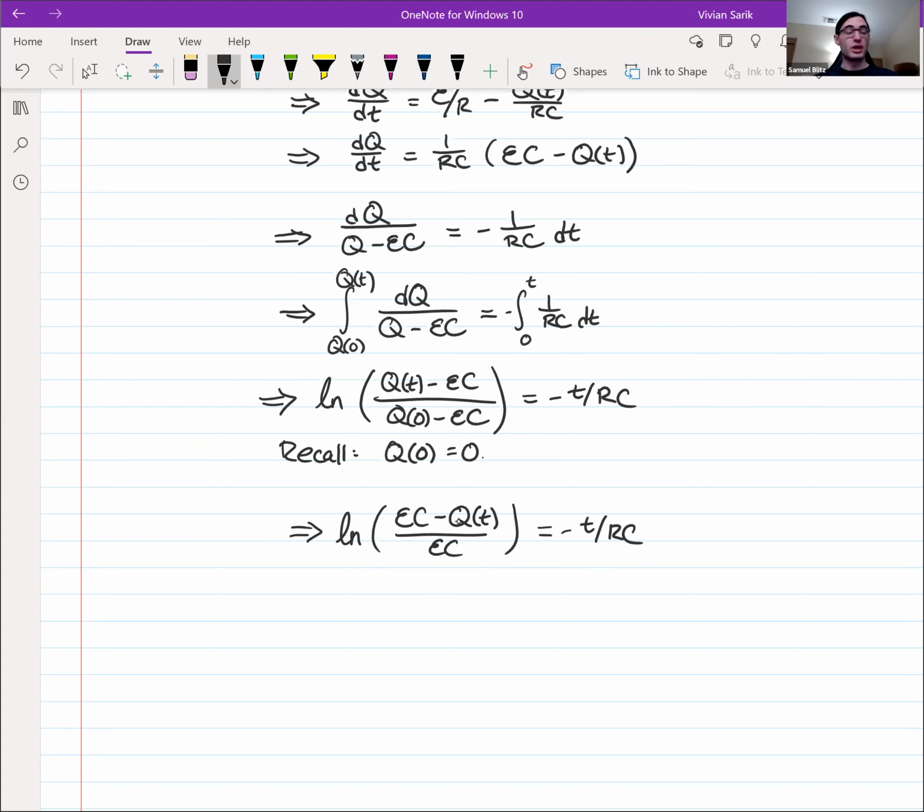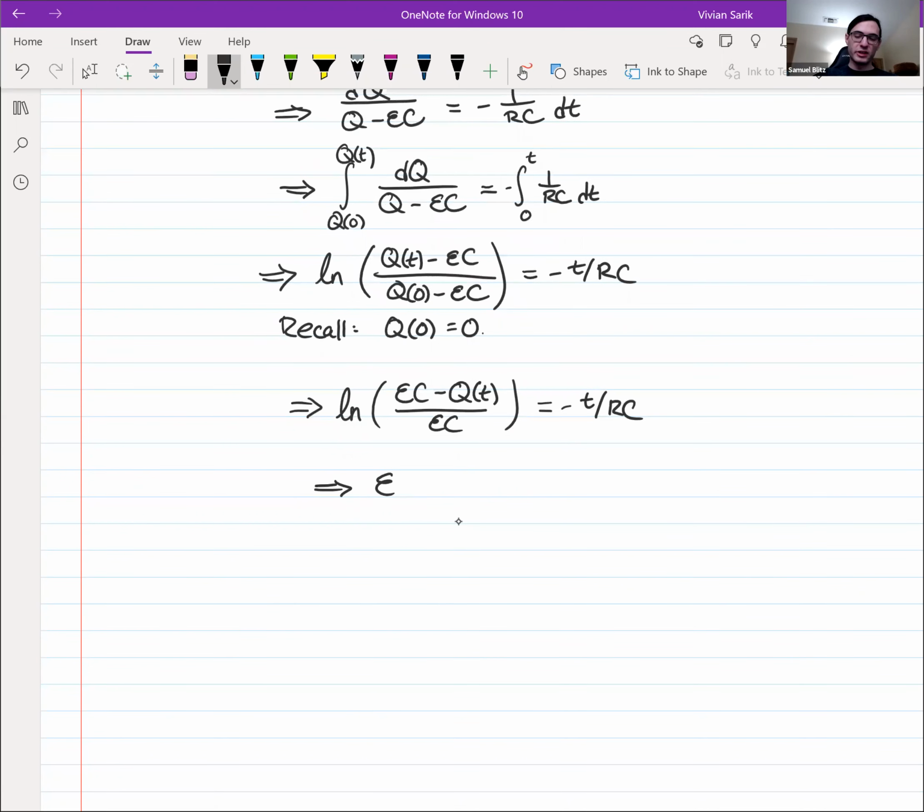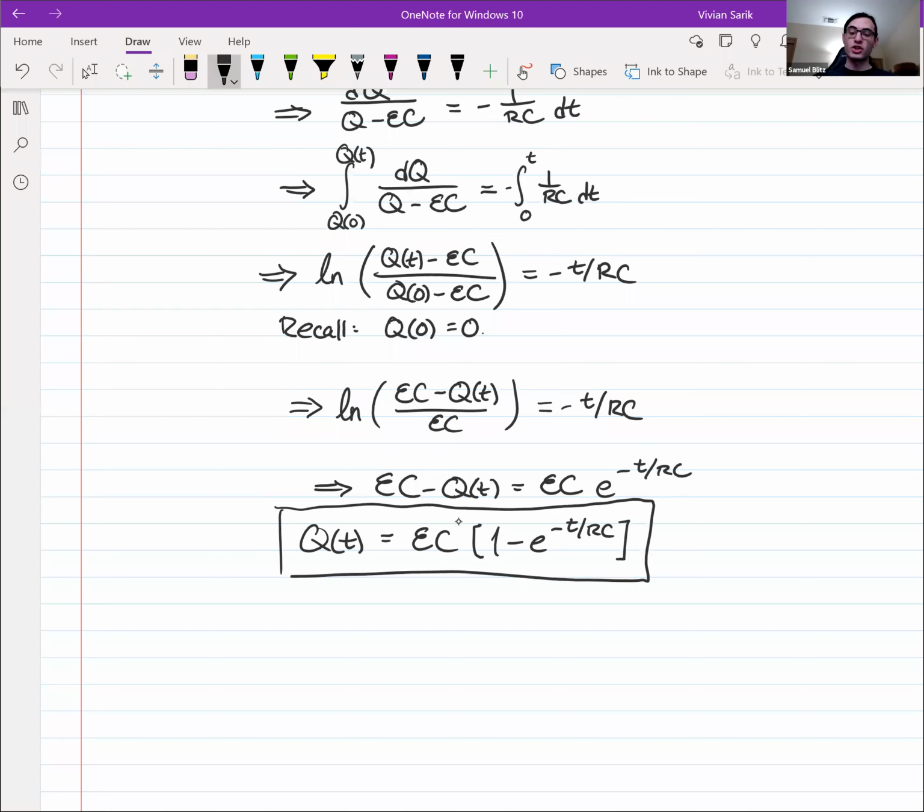And then we can exponentiate both sides and rearrange. And so we get that EC minus q of t is equal to EC times e to the minus t over RC. Or, put another way, that q of t is equal to EC times 1 minus e to the minus t over RC. So that is the charge on the capacitor as a function of time in the charging case. Why is the bottom term not negative? It is, I just flipped the order of the top terms. It was q of t minus EC, yeah, that's all.